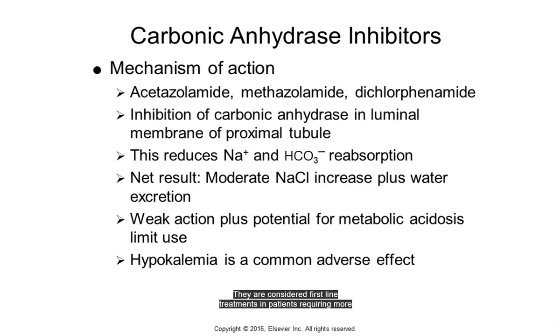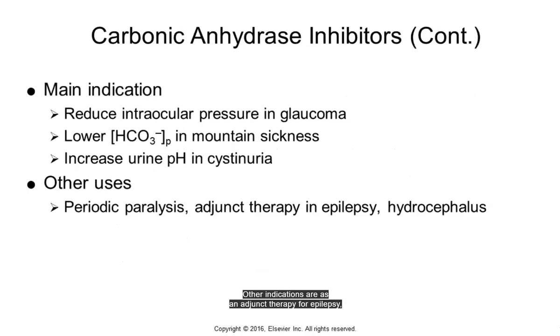The next group of diuretics are carbonic anhydrase inhibitors. They are considered first-line treatments in patients requiring more aggressive management, including patients with higher intraocular pressures from glaucoma, patients with mountain sickness, and patients with cystinuria, which is increased urine pH. Examples of these drugs are acetazolamide, methazolamide, and dichlorphenamide. The area of action is the proximal tubule, and they work by reducing sodium and bicarbonate reabsorption. A common complication of this group of diuretics is decreased potassium. Other indications are as adjunct therapy for epilepsy because of their ability to treat periodic paralysis and in hydrocephalus.